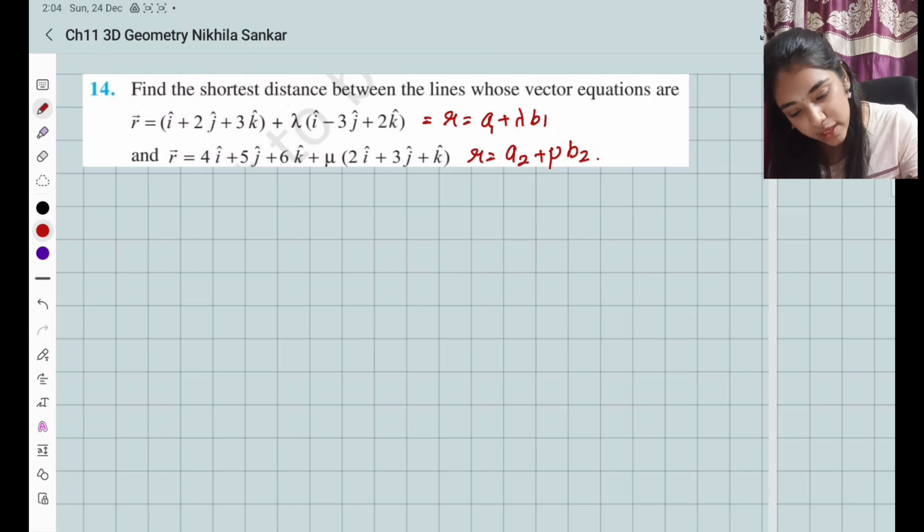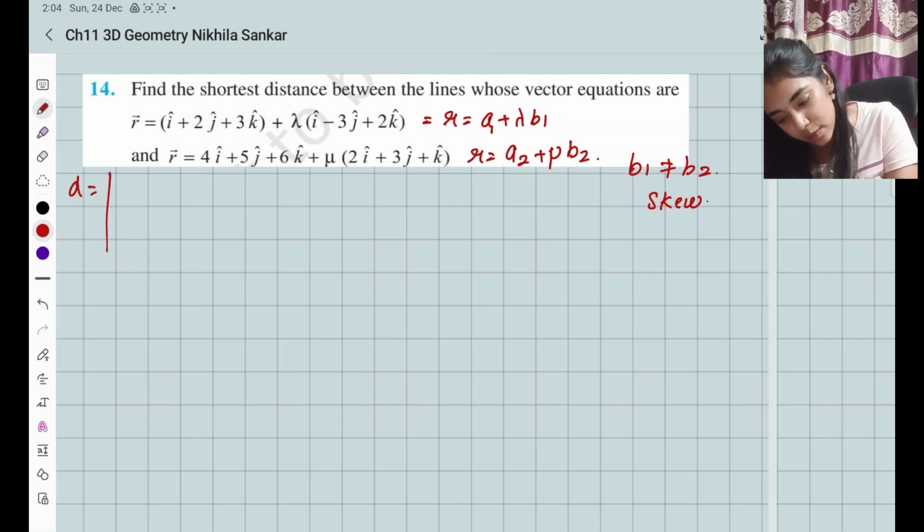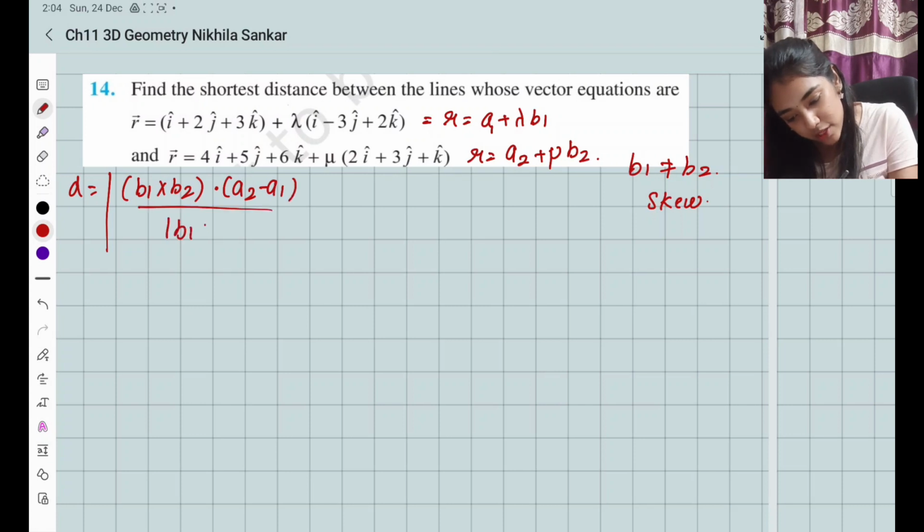So I see that b1 is not equal to b2. So we are talking about the skew lines. So what is the formula going to be? Distance equals b1 cross b2 dot product a2 minus a1, divided by the magnitude of b1 cross b2. Okay, shall we do this? So what is my value of b1? This is my value of b1 and this is my b2. So now, shall we do b1 cross b2?